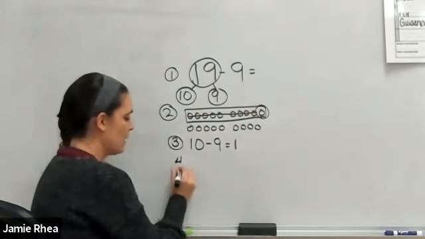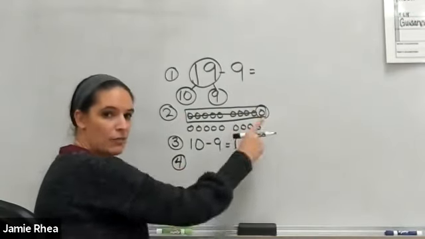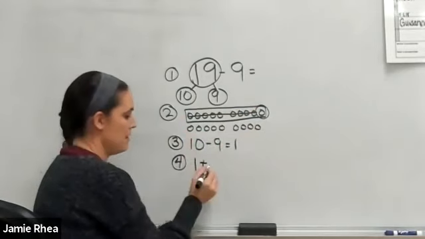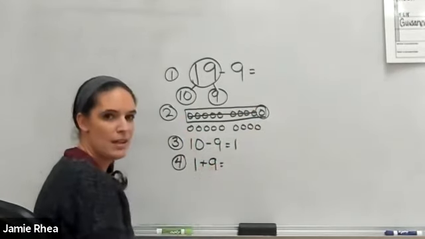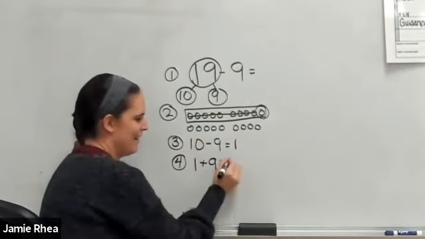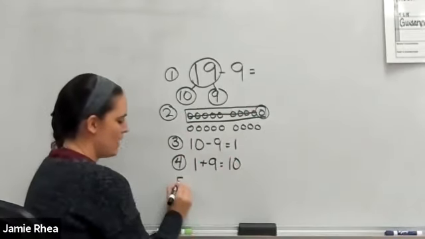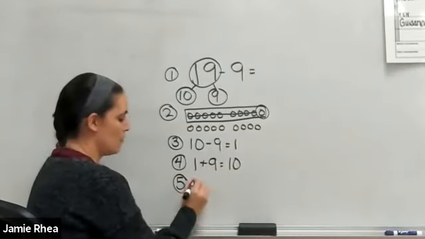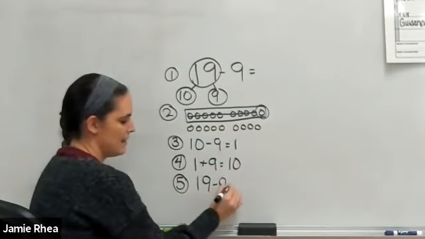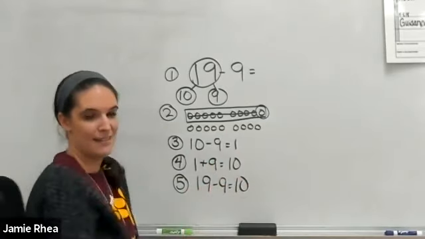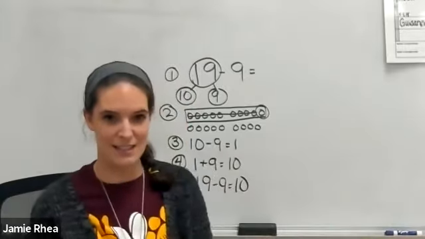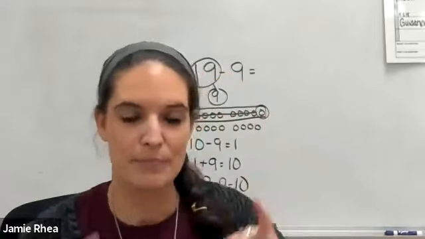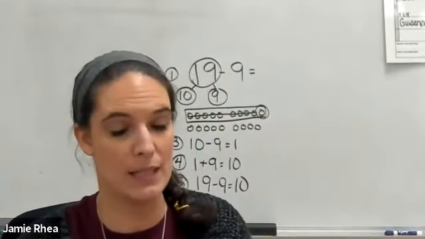Okay, step 4, add up what we have left. I have 1 in my frame plus 9 right here. What is 9 plus 1? 10. So step 5, remember whatever the answer is on step 4 is going to be your answer for step 5. So 19 minus 9 equals 10. Oh, kind of sus there. A little tricky.